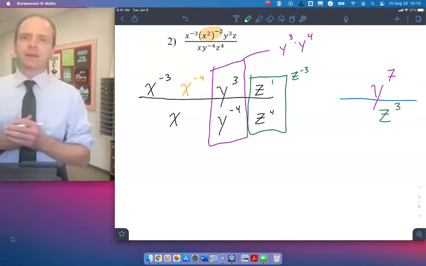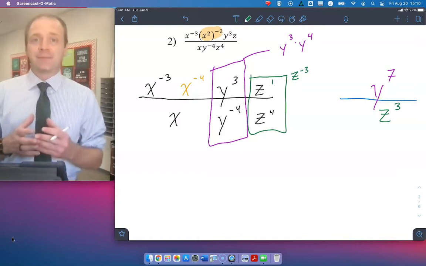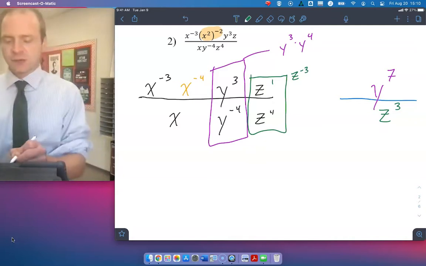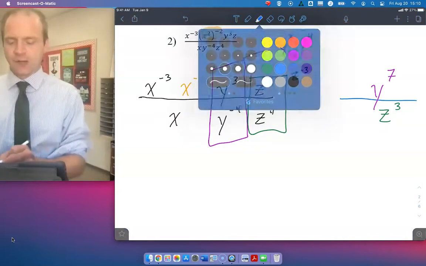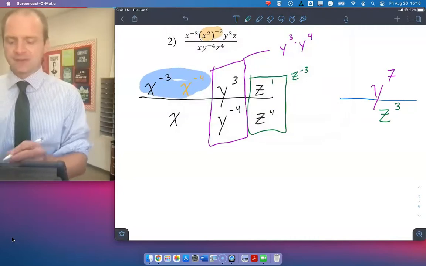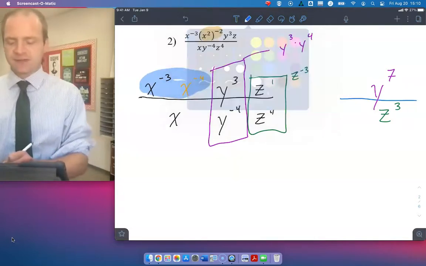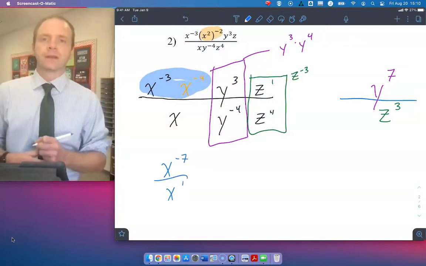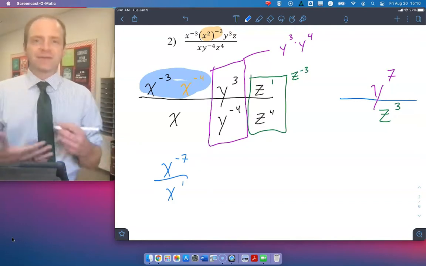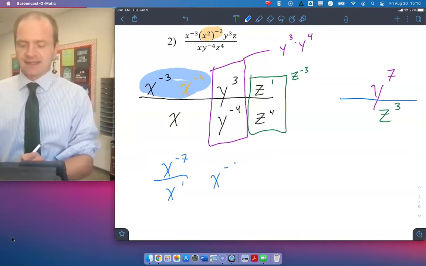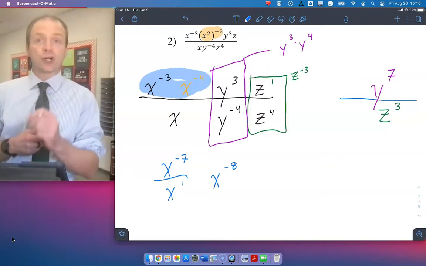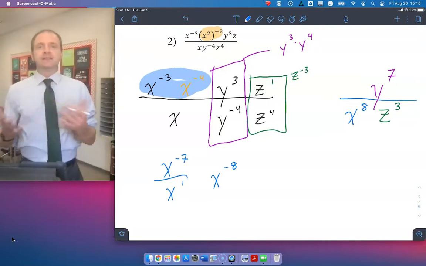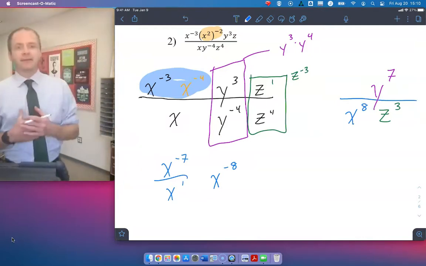But what about this one? Well, if you look at it, it's not simplified yet because I have two x variables on the top there, and I need to make sure I only have one base. So when I'm multiplying like bases, what I'm going to do is I'm going to add the exponents. So this becomes x to the negative 7th over x to the first. In this case, if I simplify it, I'm going to subtract again. I get x to the negative 8th, which means it's on the wrong side of the fraction. And that means I have to put it on the bottom. And so there you have it. The answer is y to the 7th over x to the 8th z cubed.